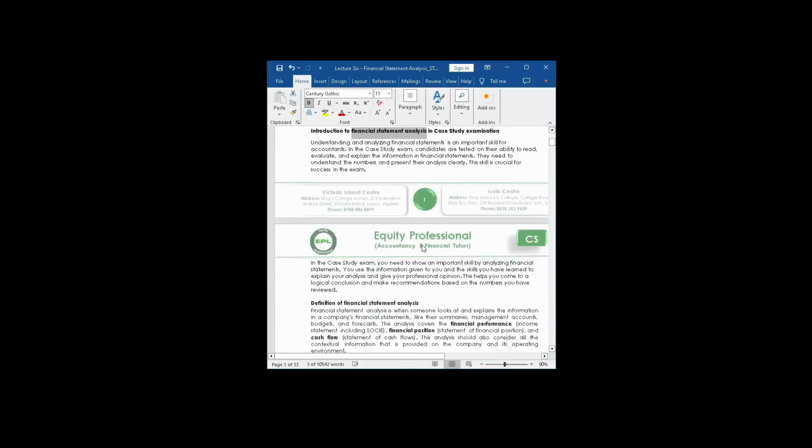Financial statement analysis in the case study exam, let me tell you for free, is one of the surest requirements that will come in your exam. Right now, you should know that no matter what happens, you will do financial statement analysis in your case study exam. That means the exam you will have this November, you will do financial statement analysis.